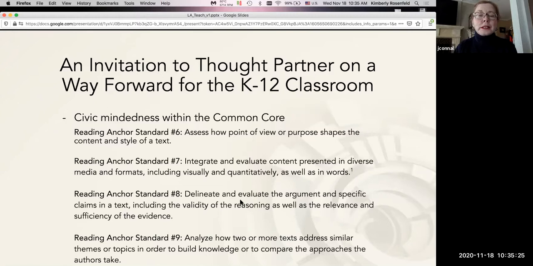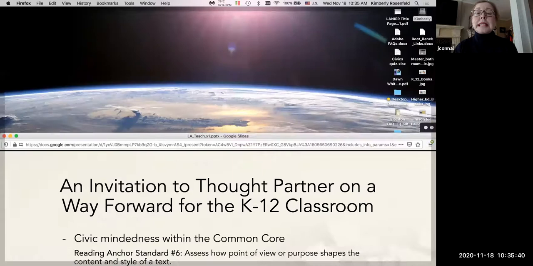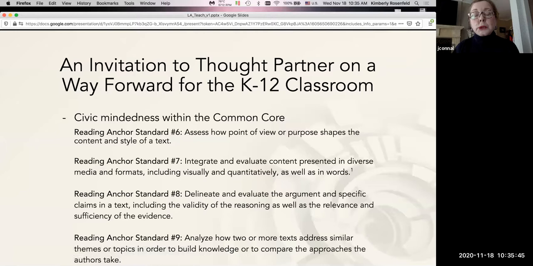So in a moment, you will be asked to join a room, but before we let you loose, let me explain what we'd like you to do. On the screen, you're going to see some standards that we are going to ask you to focus on. And each room will have a different standard to focus on in terms of identifying how you might use this standard to bring about greater civic literacy or civic engagement.